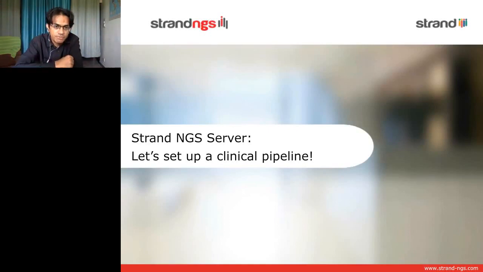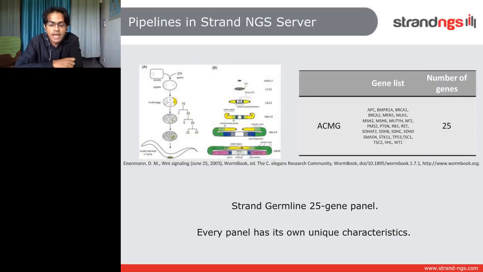And let's see if we can do something a little more intricate, but right up the alley of anyone setting up a clinical pipeline. Right, so remember this germline panel that we saw earlier? Remember that the germline, for those of you who may not, is a series of mutations that you inherit from your parents or your grandparents or your ancestors. This germline panel has 25 genes in it.